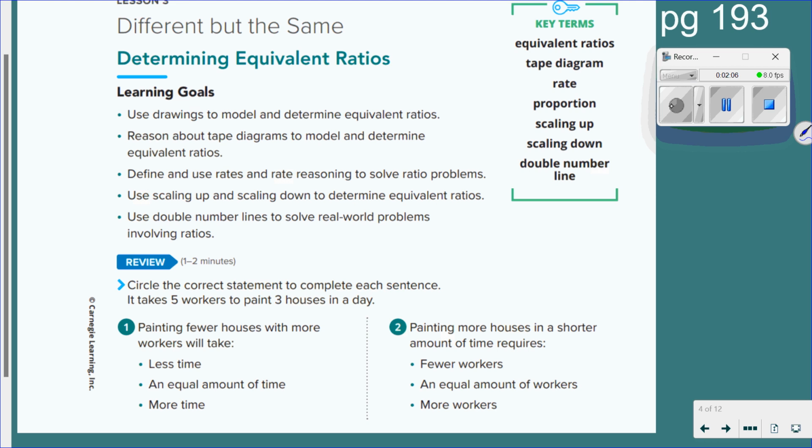So the first thing I want you to do is the review at the bottom of the page. It says circle the correct statement to complete each sentence. It takes 5 workers to paint 3 houses in a day. You are using that ratio to answer questions 1 and 2. I'm giving you about a minute to get your answers circled, and then we will go over it. Done.